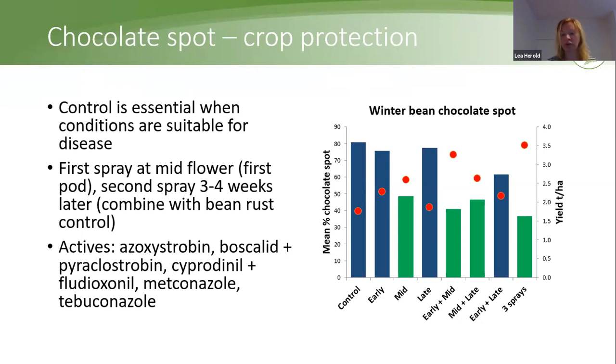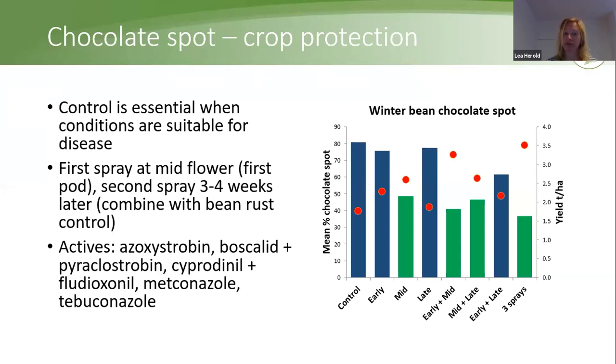The late spray went on at late flower, so about 3 weeks after the mid-flower one. With the green bars, you can see that every time a mid-spray, so T1 at mid-flower first pod, went on, chocolate spot infection was the lowest and the corresponding yields were the highest. Over the last years, every time we see a timing response to chocolate spot, the mid-flower first pod timing is the one that gives the best response.